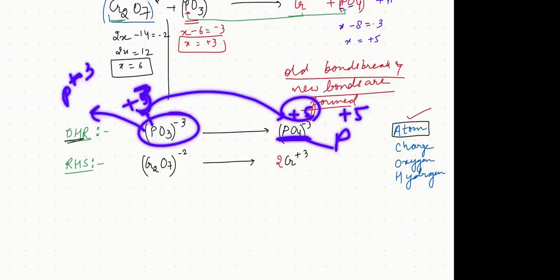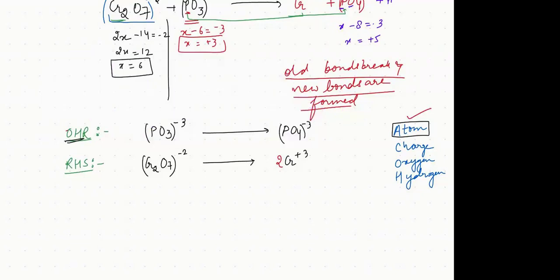That means in going from reactant to product, what is phosphorus doing? It is going to lose 2 electrons. That's why P plus 3 becomes P plus 5. Are you understanding? Got my point?